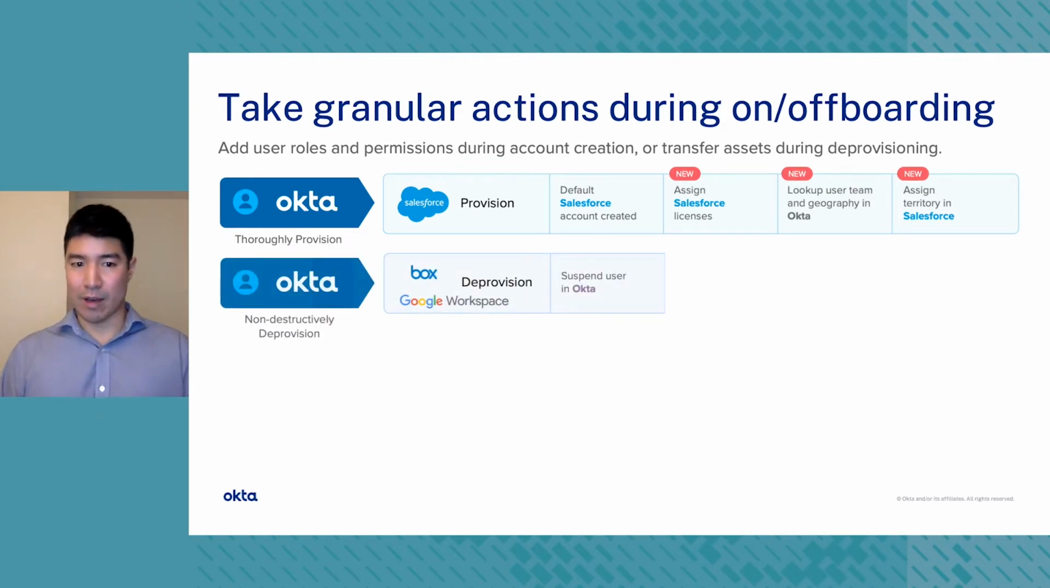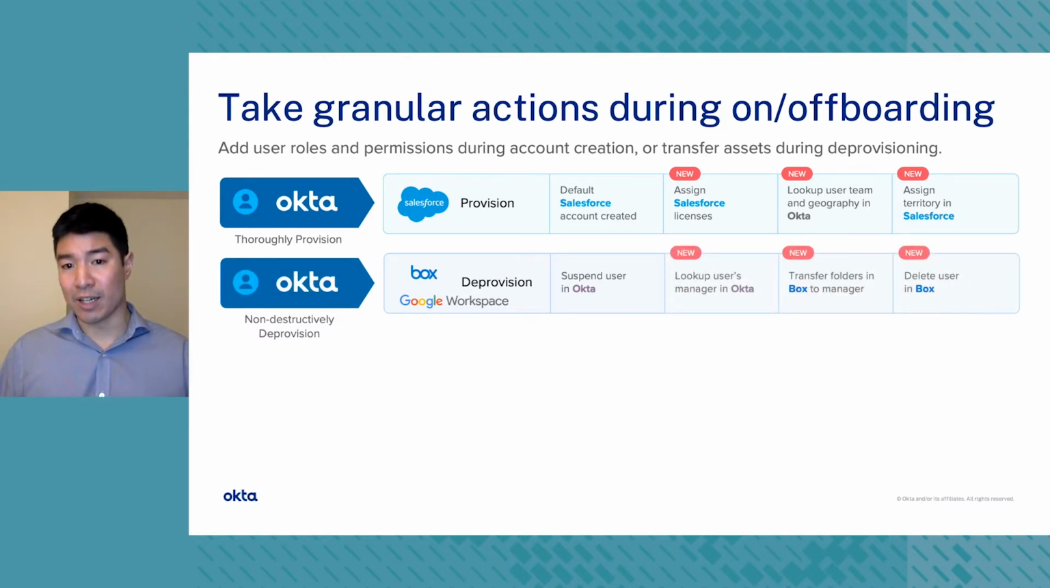What if you need to non-destructively deprovision users? The use case here is you have applications like Box or Google Workspace or maybe even Office 365 that hold assets that a user created during his tenure at the company. Well, if you send a deactivate signal to that user, you might also blow away all the assets that he or she created during his tenure. So an alternative is to non-destructively deprovision that user, whereby you first suspend the user in Okta so that user cannot log in. And then you might want to look up that user's manager in Okta. So you're querying Okta because you ultimately want to find his manager so you can transfer all assets to that manager. And then you delete the account in Box.